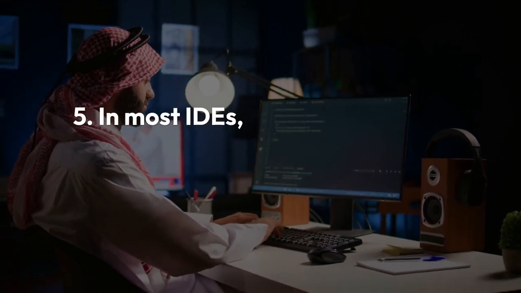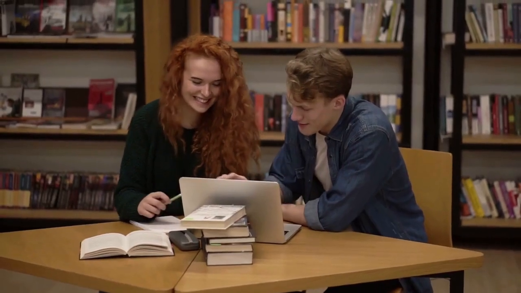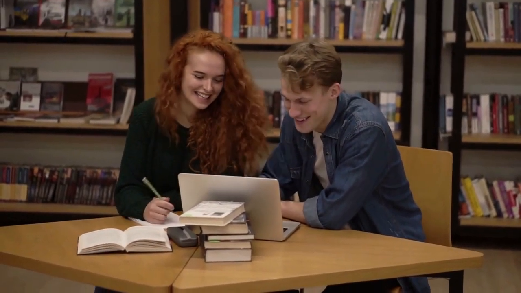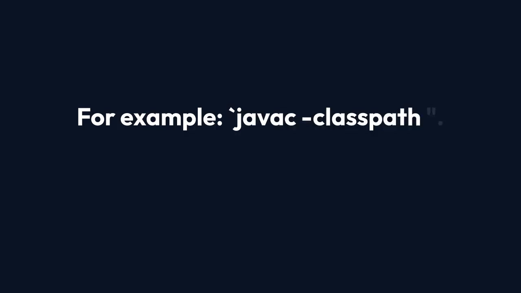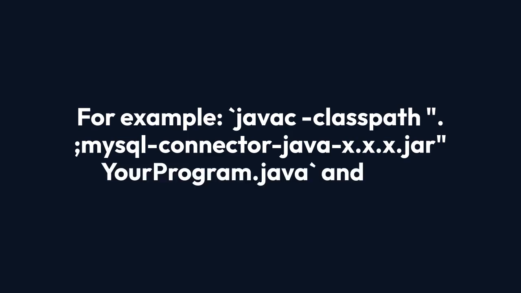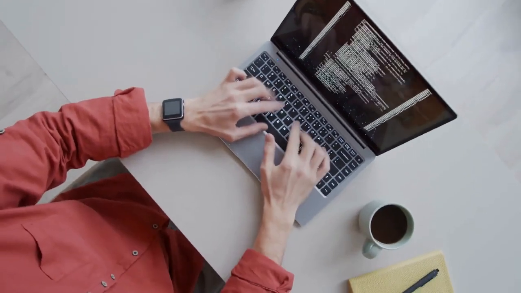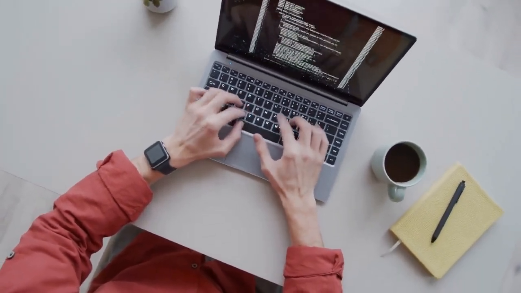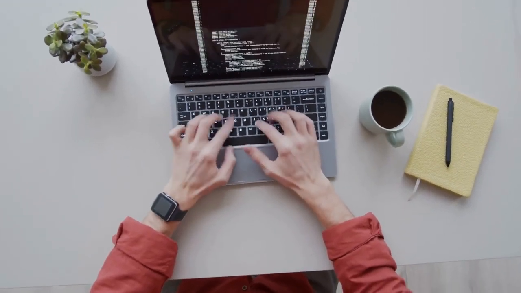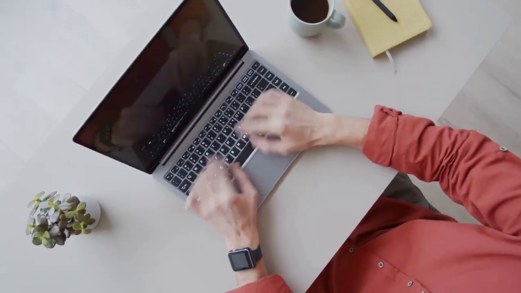5. In most IDEs, you'll add the jar to your project's libraries or dependencies. For command line compilation, you'll use the classpath option when compiling and running your Java code. For example, javac -classpath mysql-connector-java-XXX.jar YourProgram.java and then java -classpath mysql-connector-java-XXX.jar YourProgram. Remember to replace mysql-connector-java-XXX.jar with the actual file name, and YourProgram.java and YourProgram with the names of your Java files.